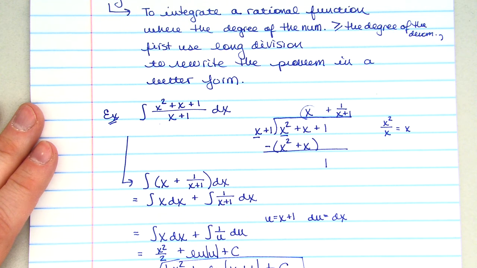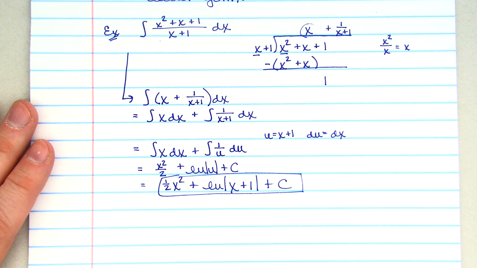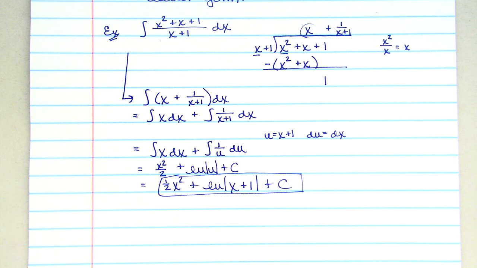Try that again. Oh, how about that? Not too bad. The whole point of long division is just to write it in a different form that we can then handle. Probably one part will just be a straight integration, the other part will be a U substitution.